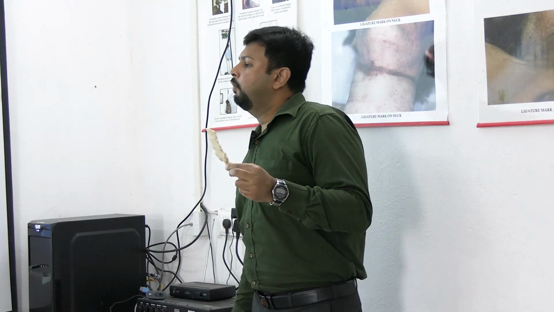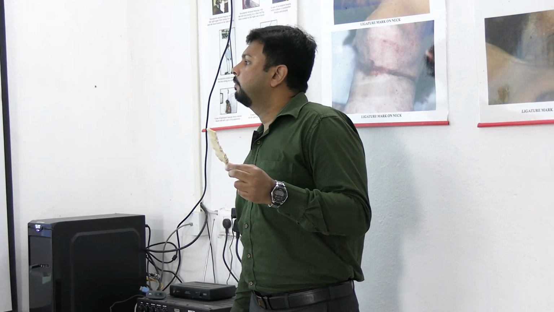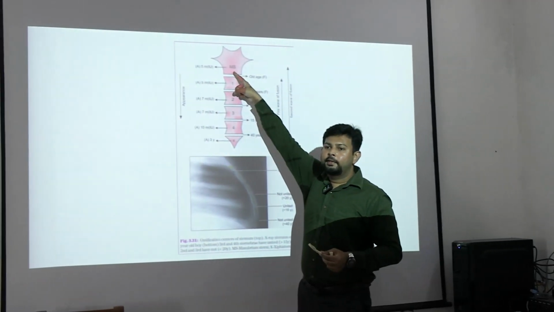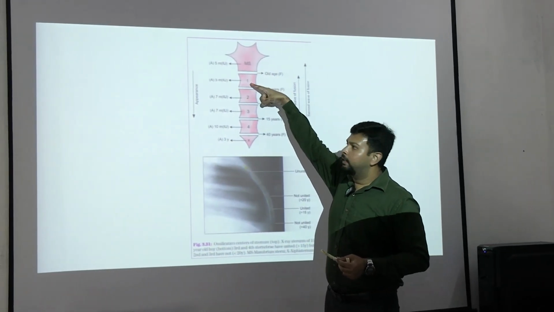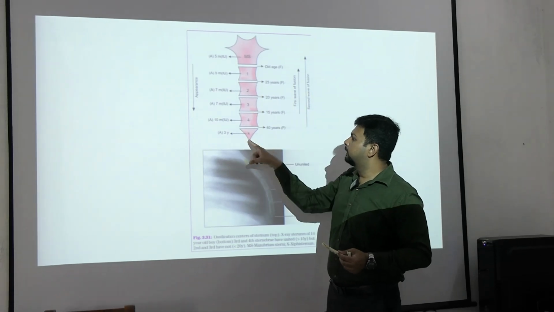So, if we go downwards: 3 years, 10 years, then 7 years, 7 years, then 5 years, 5 years, 5 years. That's the way you remember. I will show you by this picture. Manubrium sterni, first vertebrae, second, third, fourth. This is xiphoid.